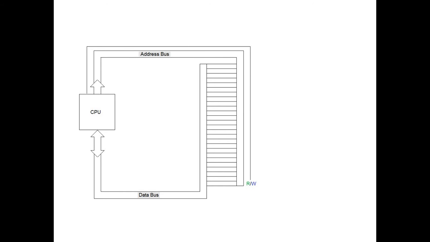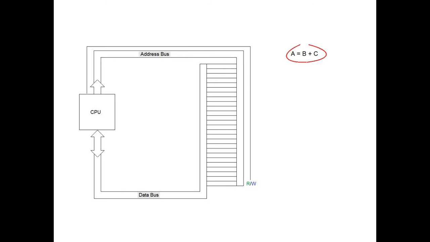Lastly, going along the very top, you'll notice a line that's labeled R/W. That's the read-write line, and that goes to every memory location and tells it whether it's going to be reading or writing from the data bus.